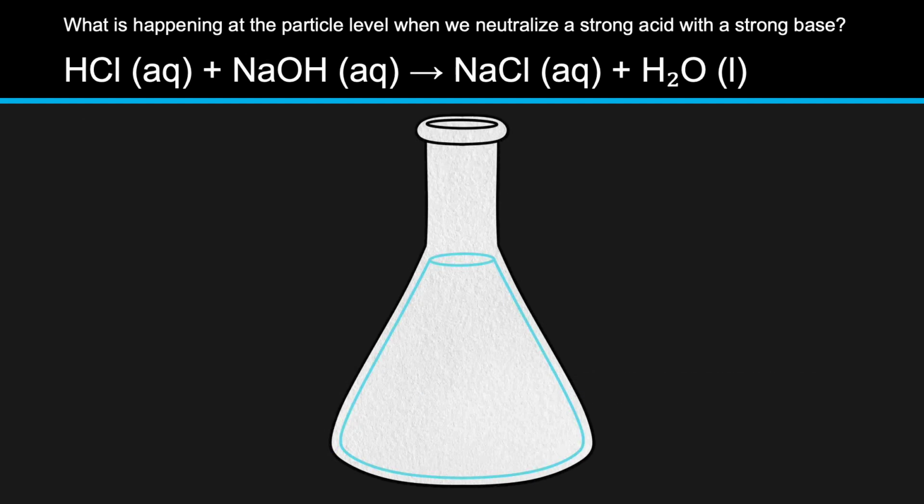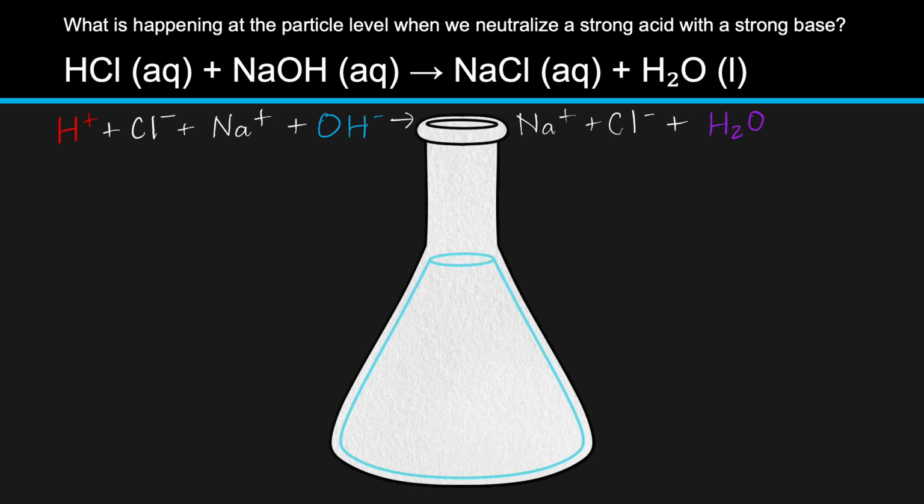All right, so let's talk about what happens at the particle level when we neutralize a strong acid with a strong base. Here we have hydrochloric acid and sodium hydroxide forming sodium chloride and water. To further understand that, let's break this apart into our complete ionic equation. Because we have a strong acid and a strong base, those are going to fully dissociate in water, so we have those ions separated from each other. And sodium chloride is a soluble ionic solid, so when placed in water, it will fully dissociate.